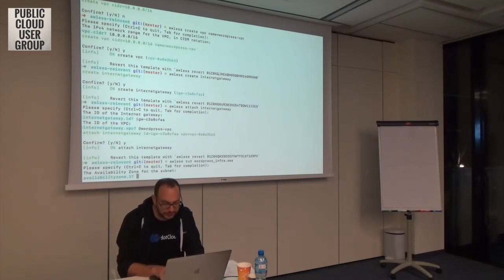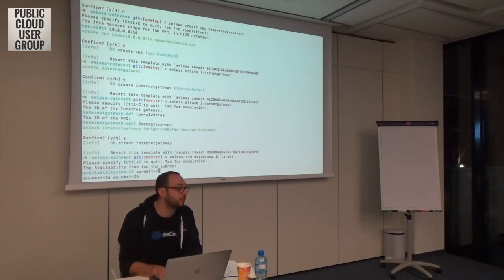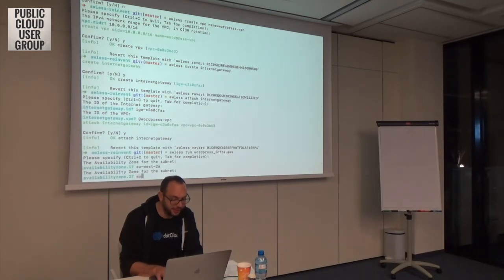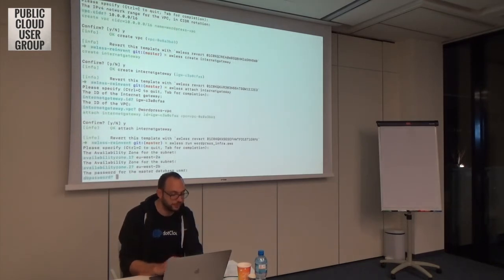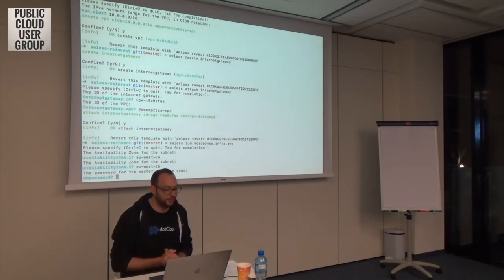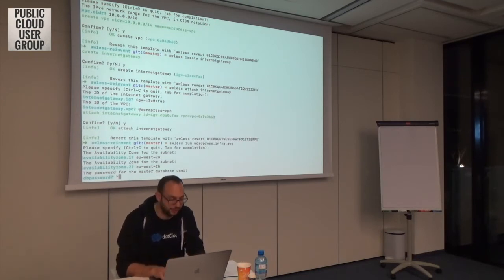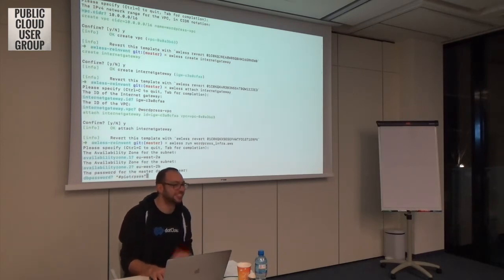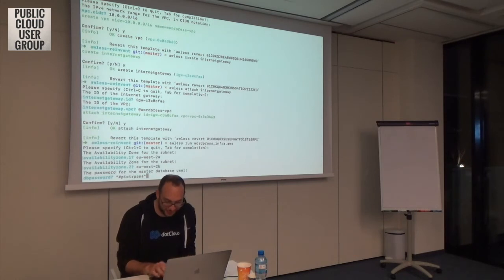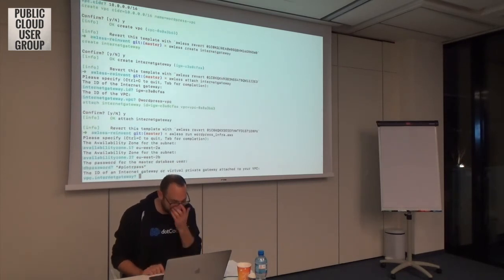So basically it asks for my AZ1. So here I can choose EU West 2, and West 2 is a small region, so I don't have much choice. I will have EU West 2A, and the other one will be 2B. So here I'm going to define a password for my master database. So let's try a password. Piotr Pass. So this is a very good password here, obviously.